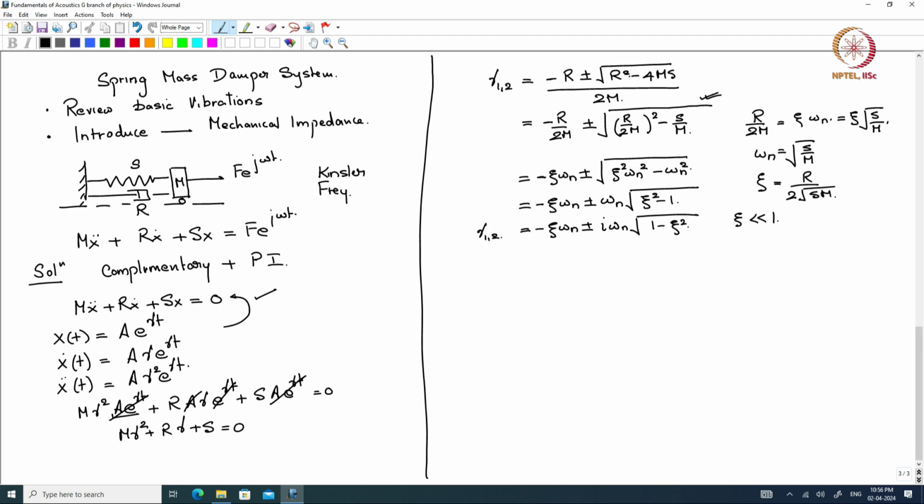And so the complementary solution, where we set the forcing to 0, let me call it x complementary, is a1 e to the power gamma 1 t, where gamma 1 is one of these roots, plus a2 e to the power gamma 2 t, where gamma 2 is the second of the two roots. That is one part. Then we have to go for the particular solution.